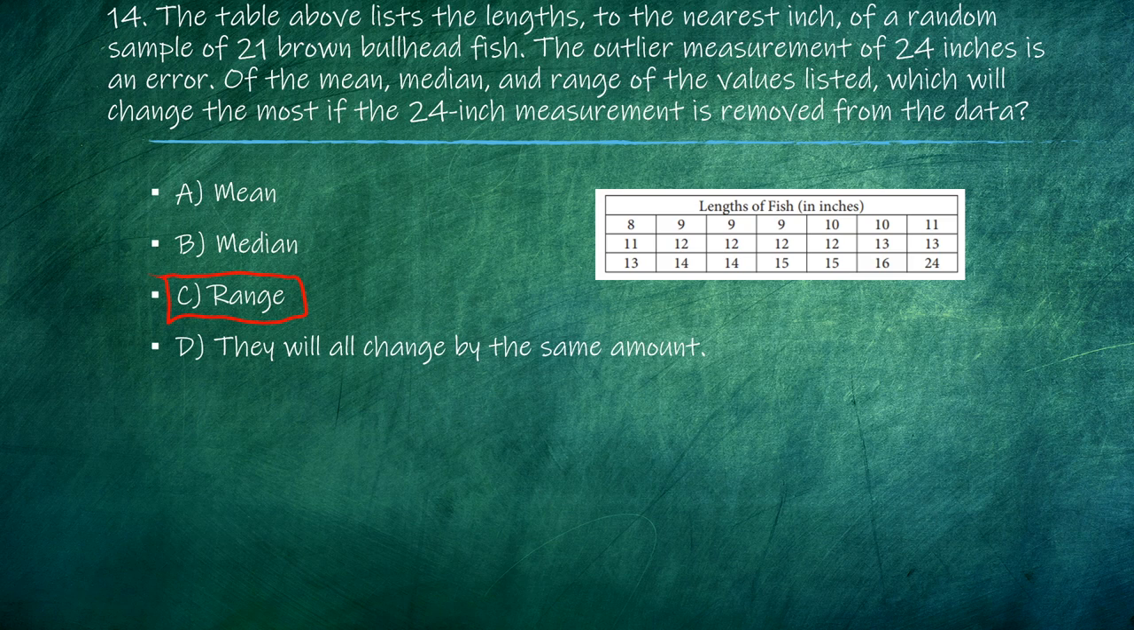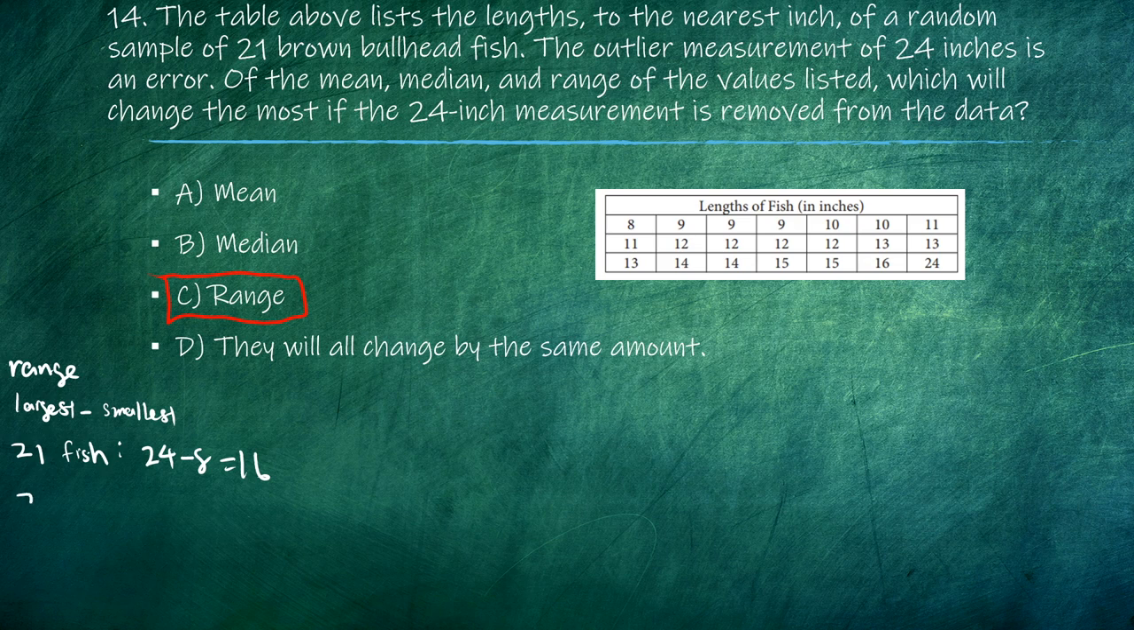To solve this problem, let's review the basics of mean, median, and range. So let's start with the easiest one, range. Range is the largest number minus the smallest number. So let's say in two scenarios. The first scenario, when we have 21 fish, the largest number is 24 minus 8. So in this case, it will be 24 minus 8, which is 16.